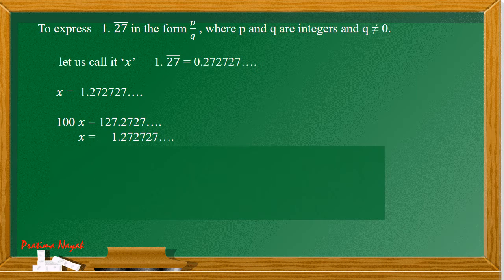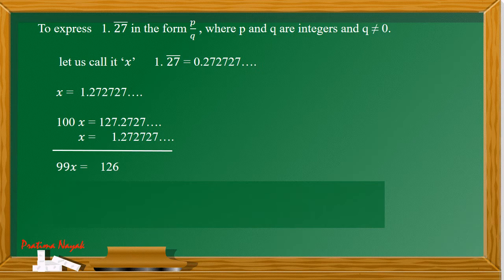Subtract. It will be 99x. 127 minus 1 will be 126. So x is equal to 126 by 99. That is the same as 14 by 11, the same as 1 whole and 3 by 11.